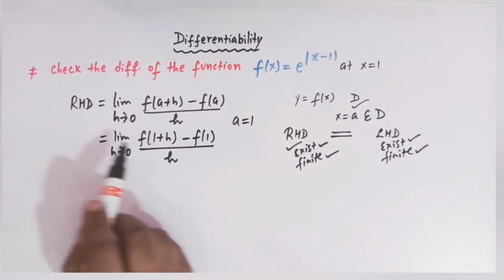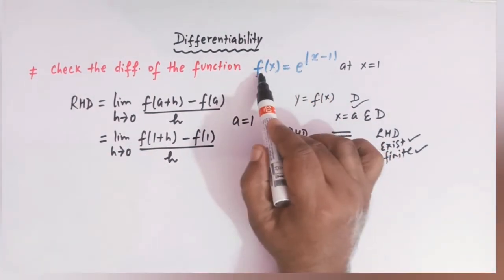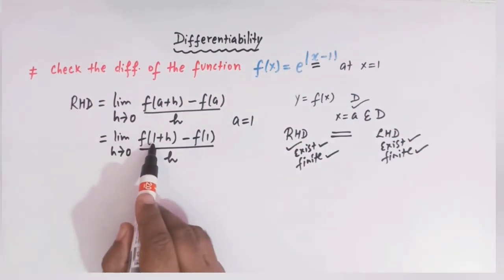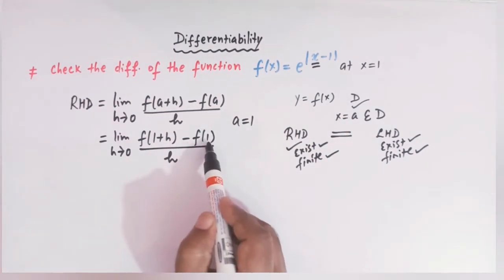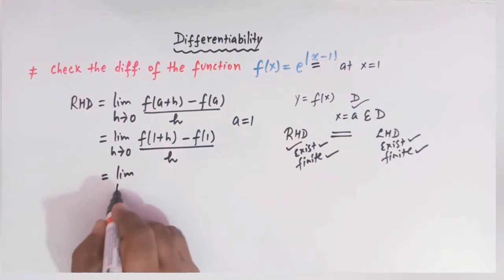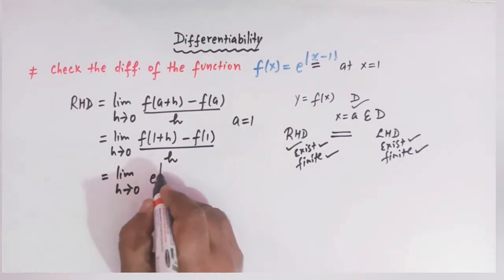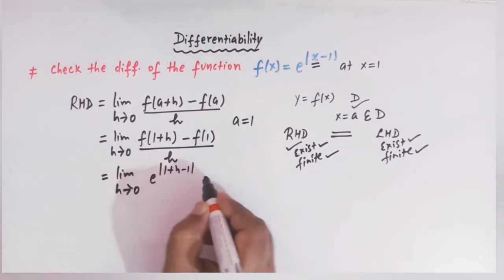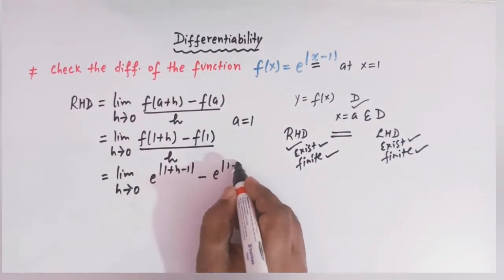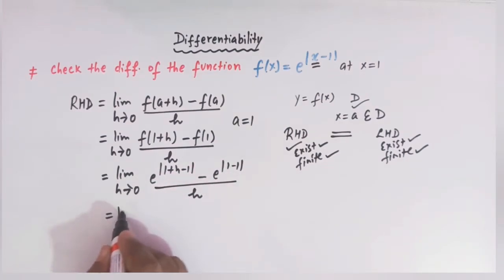Now we have to find the value of f of 1 plus h. Here f of x is e raised to mod of x minus 1, so for x we can take 1 plus h, and for f of 1 we can take x is equal to 1. So now we can write limit h tends to 0, f of 1 plus h can be written as e raised to mod of 1 plus h minus 1, and f of 1 can be written as e raised to mod of 1 minus 1, and divided by h.